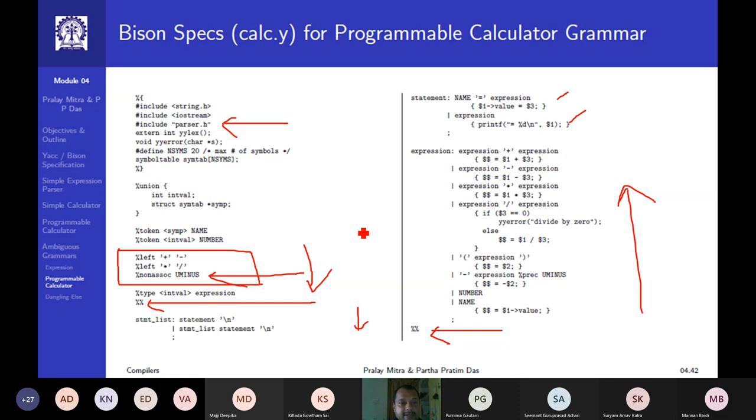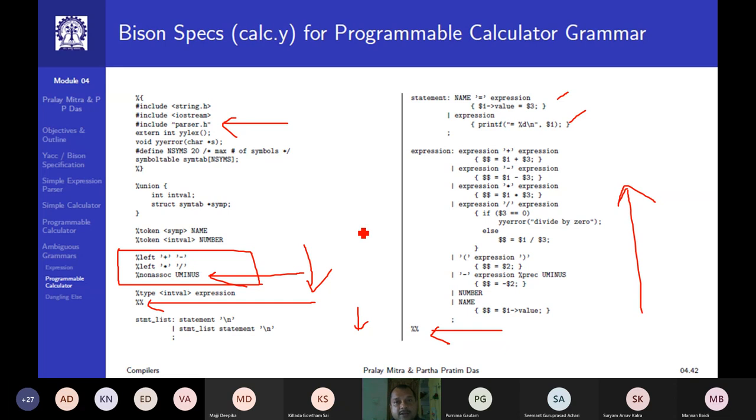If I say that, then you can see from here u minus is with the highest precedence. Next is multiplication and division. Next is addition and subtraction. Now, if I provide the precedence and the associativity information as a syntax in Bison specification, then I am done.